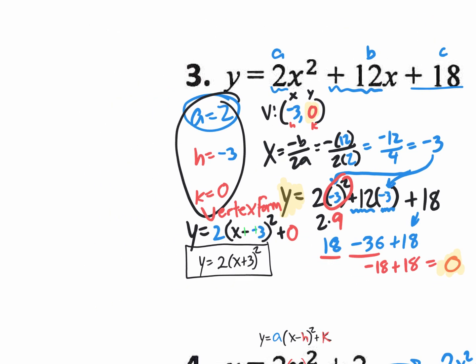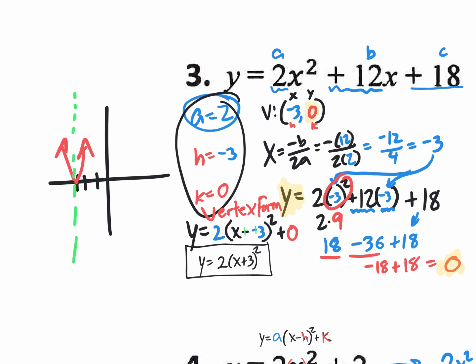If you want, go ahead and make a sketch right here. 1, 2, 3. It's right here. There's your vertex. It's a little bit narrow, but there's your parabola. It touches the x-axis only one time. Make sense? What else could I ask you? What's the axis of symmetry equation? X equals -3. All right, what else could I ask you?